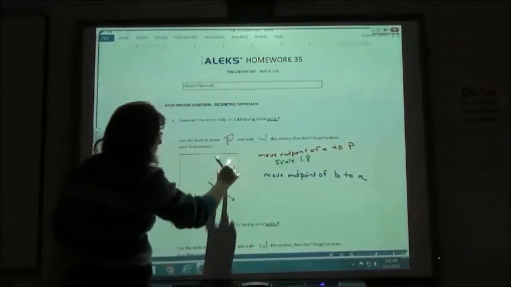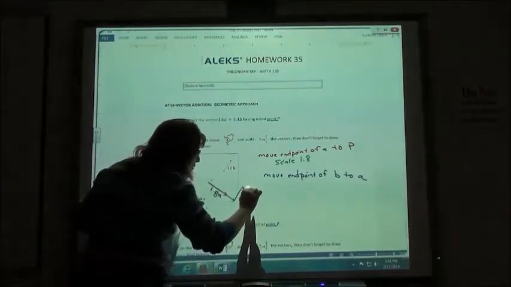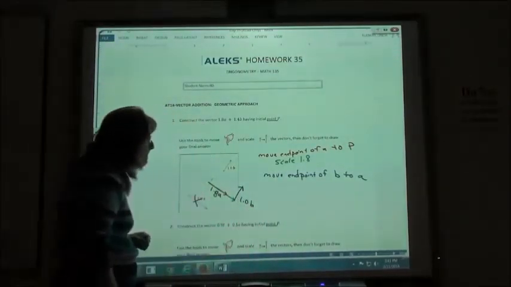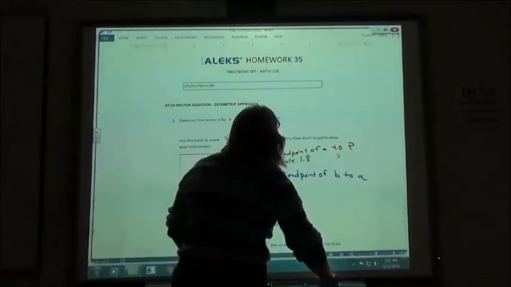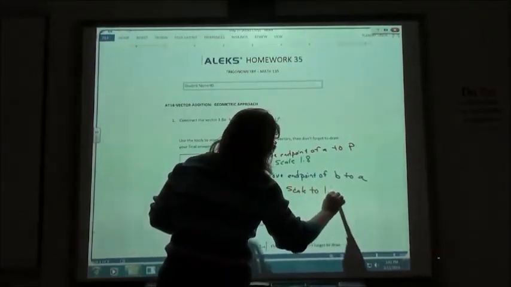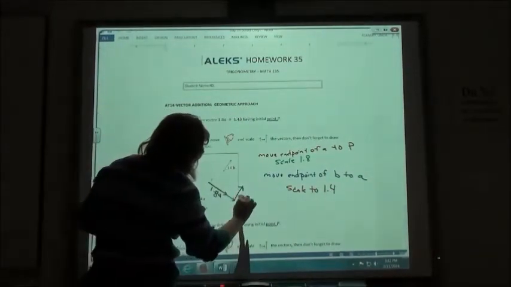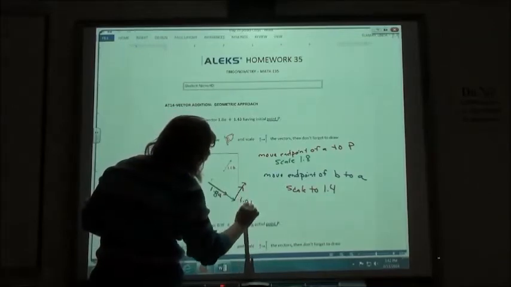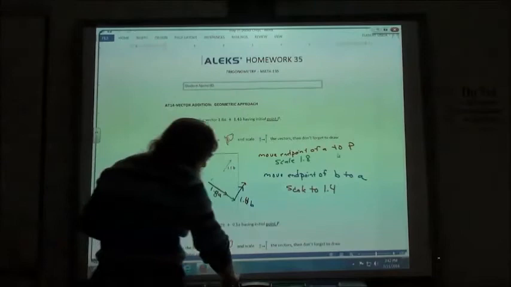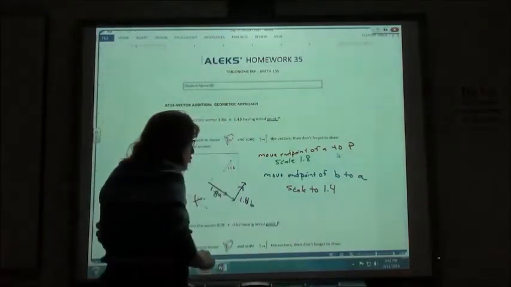So I'm going to grab this vector. It's going to plop over here like this. It's still going to say 1.0b. Then I'm going to scale it to whatever that says there. In this case, scale to 1.4. So I'm going to drag that out so it's just a little bit longer, and now it's going to say 1.4.